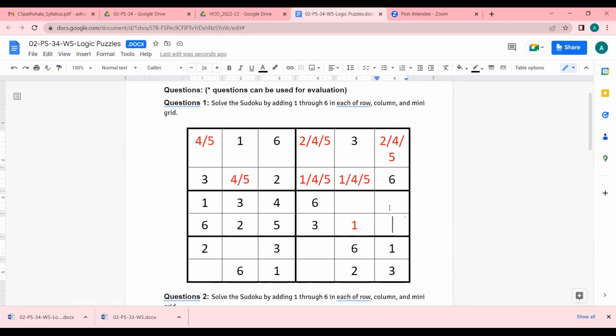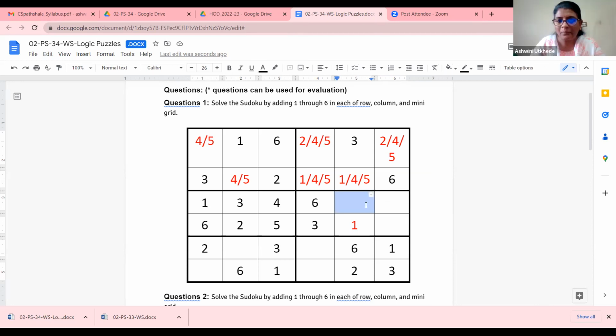Second column, first row. First column, second row. Let us think from the cells which are blank. So here, can I write 2?